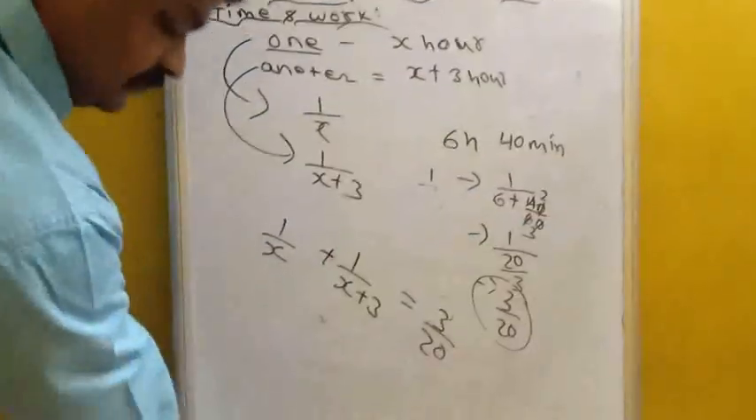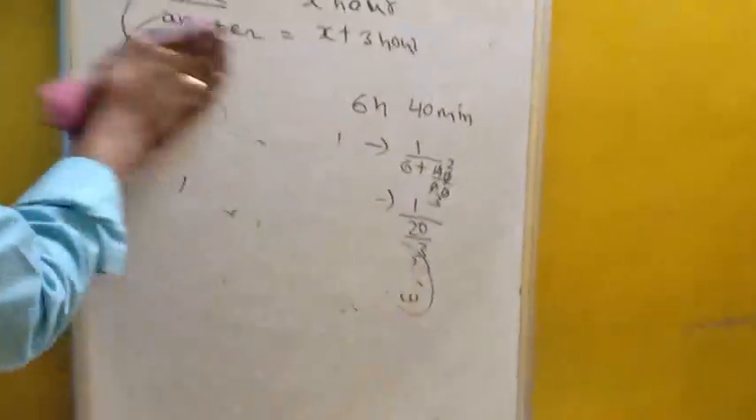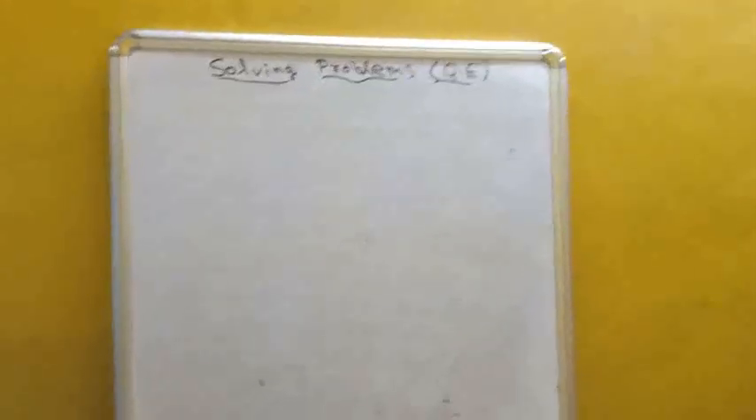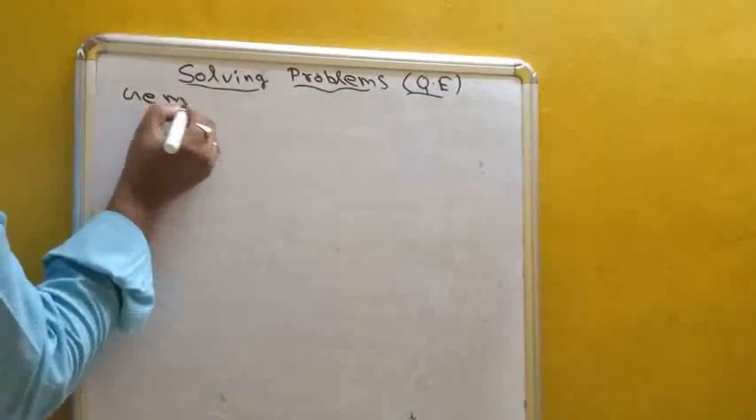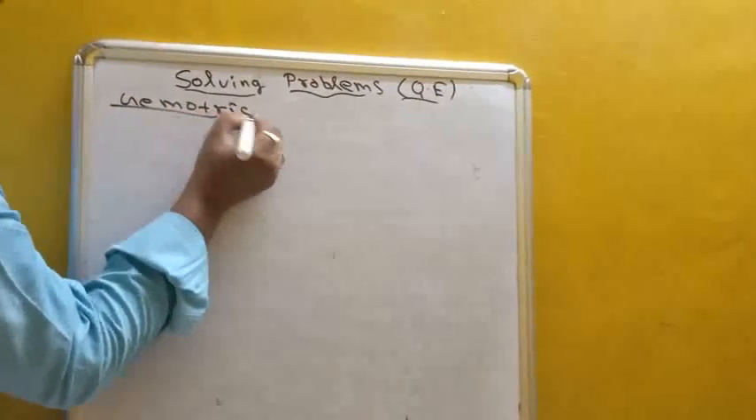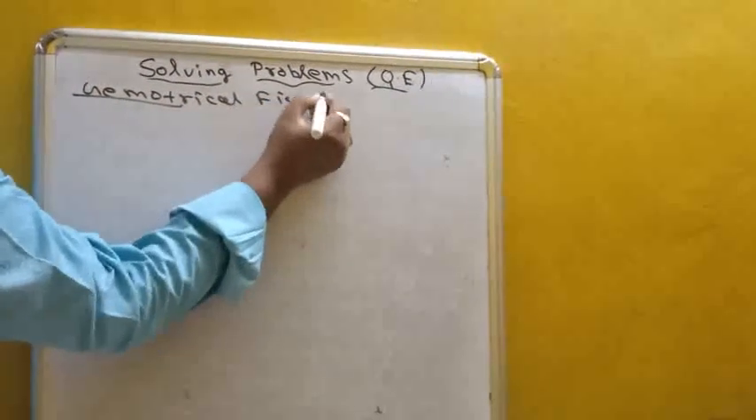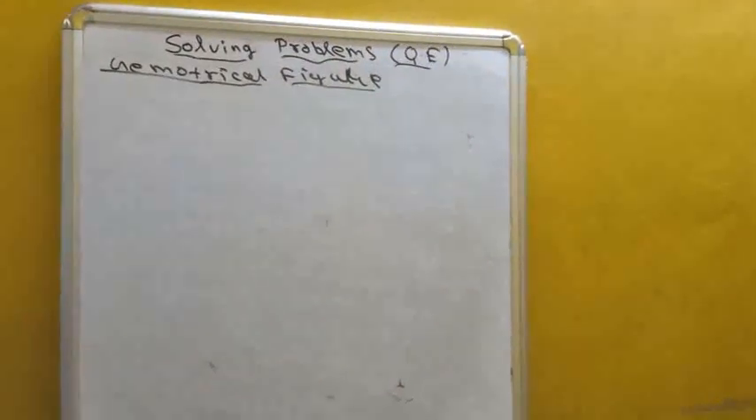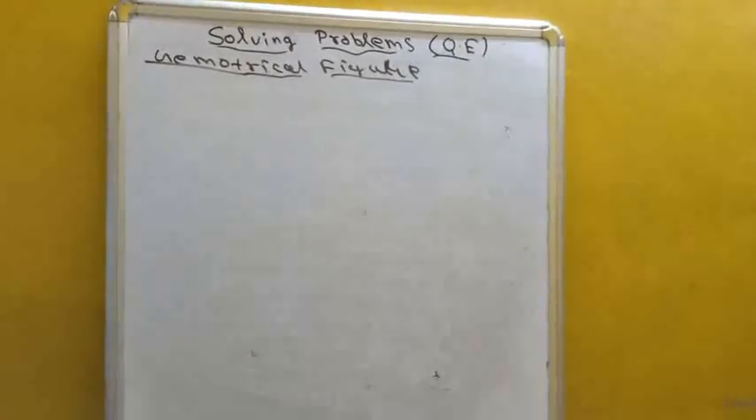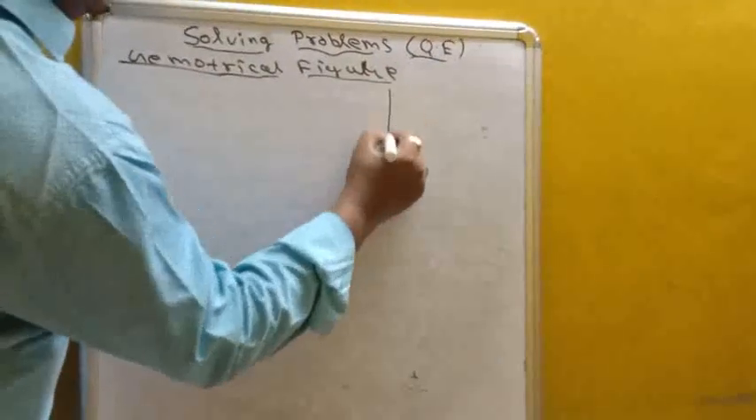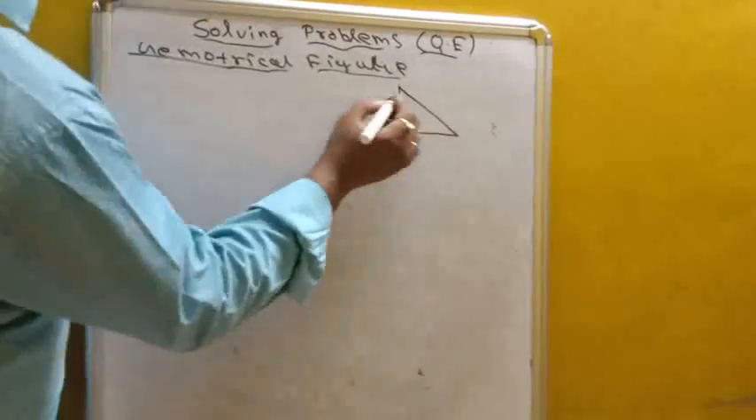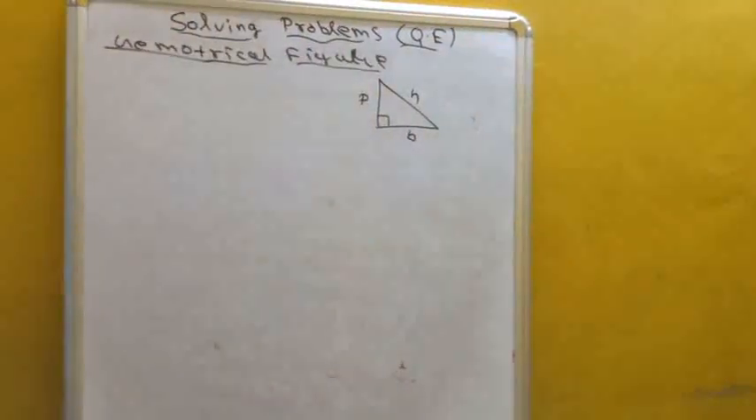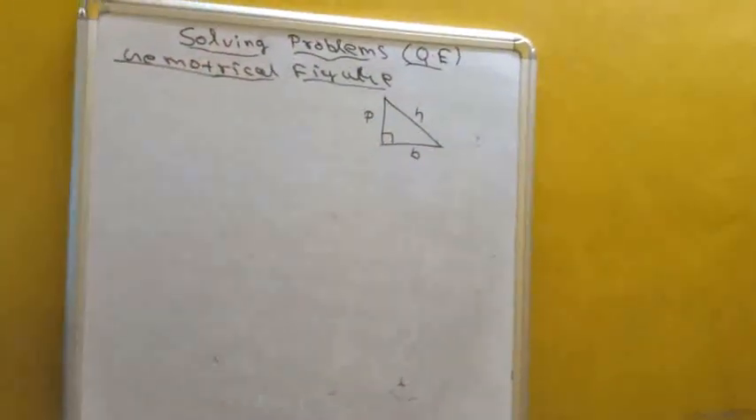Next is the problem based on a geometrical figure. Geometrical figure means you can say a rectangle, a square, or a triangle. So I know that I have a right angle triangle, and in a right angle triangle, one is the hypotenuse, another is the perpendicular, and another is the base. So he will give you a problem about this concept.